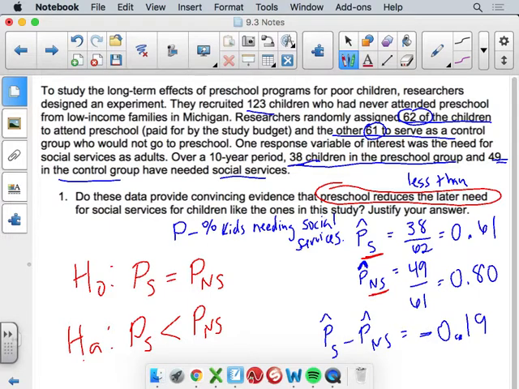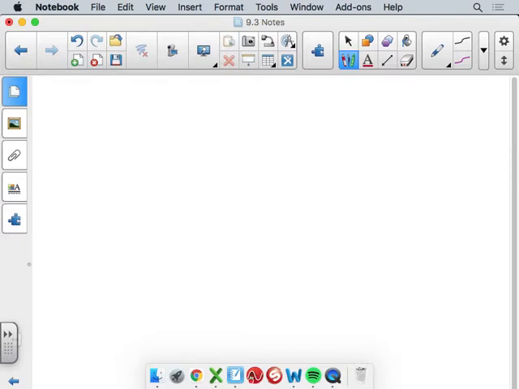All right. I'm going to go to a different page since I'm running out of space. The next thing I need to do on these two sample problems is get my p combined. I need to do that at the beginning. I need to get what I think the true proportion is. So I need to do 38 plus 49 over 62 plus 61.